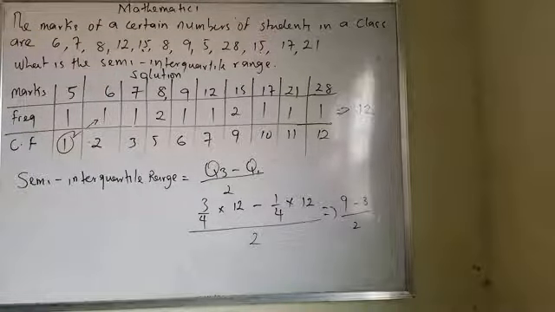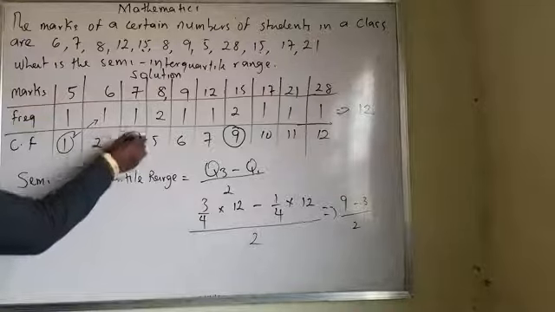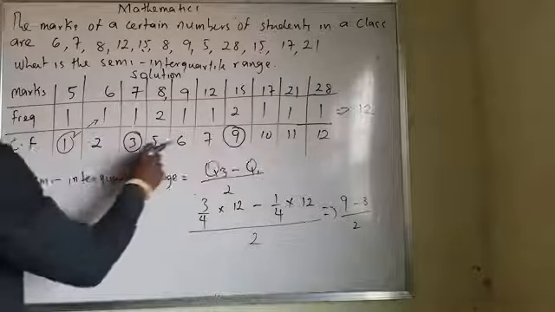Now, you will come here. Which one gives us 9? This is going to be 9. Which one gives us 3? This is going to be 3. Take note of that: 9 and 3.